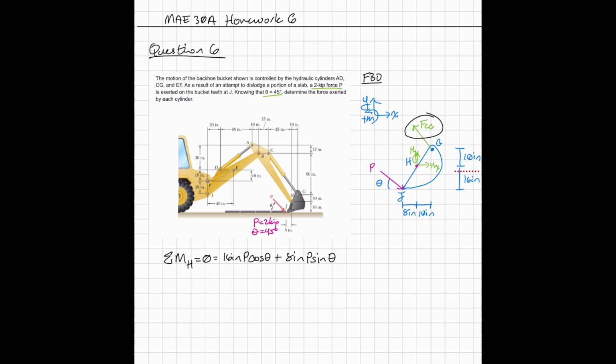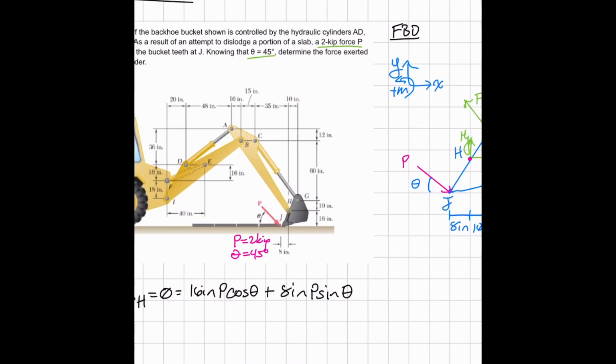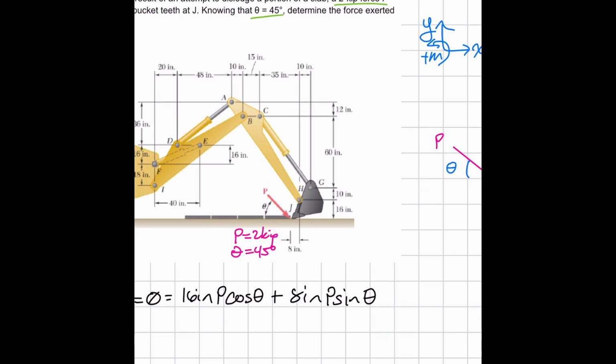And then now we can worry about FCG. So FCG is going to have also an X and Y component. The X component has this 10-inch moment arm. Same with the Y component. So now we just have to find the direction of the X and Y components themselves. So we know that the force acts along this direction, right? So if we find the direction vector for that, it goes up in the Y-axis 60 inches, and then it goes backwards in the X-axis 45 inches. So our direction vector from G to C is going to look like this, negative 45 inches, and then 60 inches up.